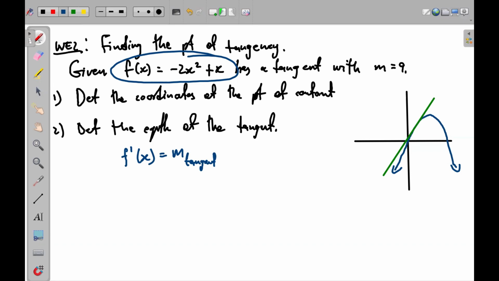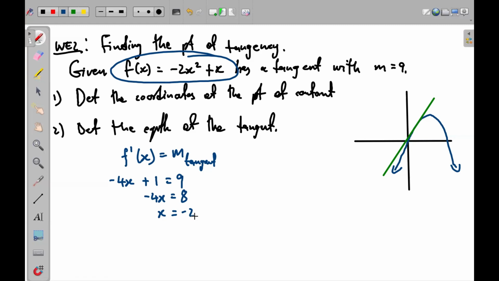Well, if we find the first derivative, we are getting negative 4x plus 1. I hope you agree with me then. Now, what is the gradient of the tangent? Guess what? It is given. It's a 9. Just like that, our troubles and sorrows are away, because we note that x will be negative 2. 9 minus 1 is an 8, right? Yes. And then we get a negative 2.